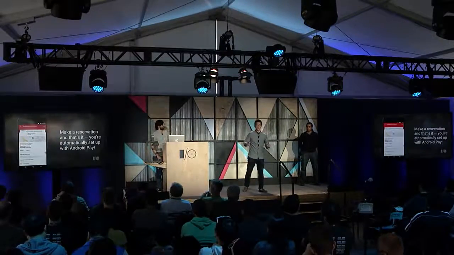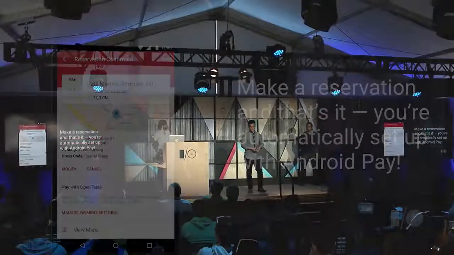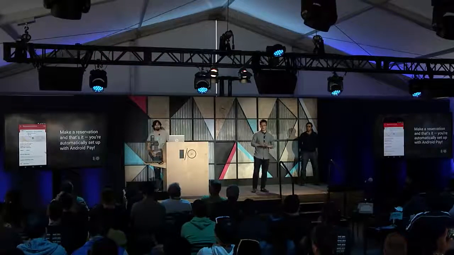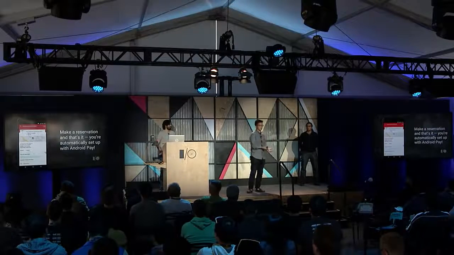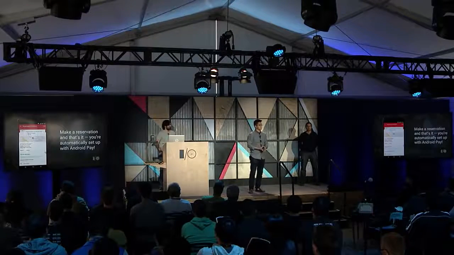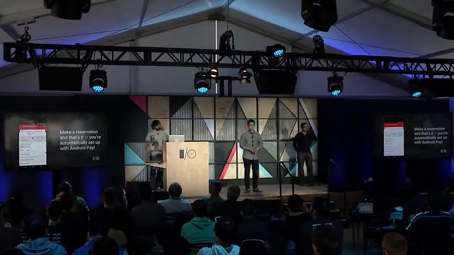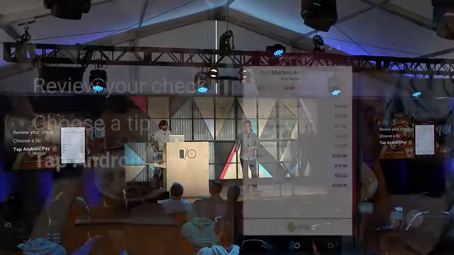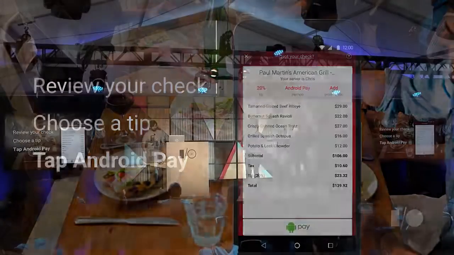But with Android Pay, you really eliminate all of these hiccups in the steps to get set up. All you have to do is have your device set up for Android Pay, and we'll recognize that you are properly set up, and we'll automatically set you up for payments. So all you have to do is make a reservation and enjoy your meal. At the end of your meal, you'll get your check on your phone. You'll be able to choose a tip amount, and don't worry, we'll help you calculate it. And all you have to do is tap on Android Pay.